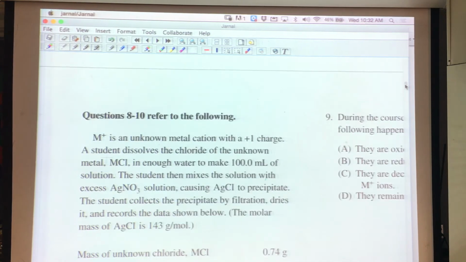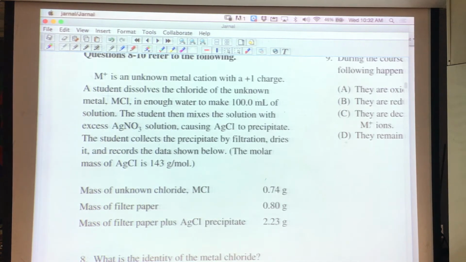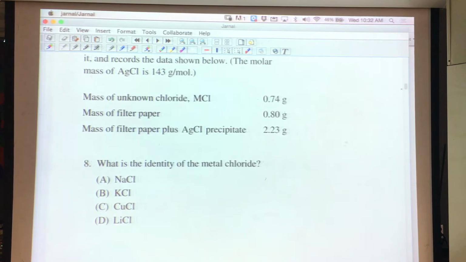So, oh my gosh, look at this question here. They want us to know the molar mass. They want to know what the mass of the unknown chemical is. This looks a lot like question 1 of the same test in the free response. Absolutely the same kind of question. No, they weren't after a percent by mass, but you do it the same way. They want the identity of the metal chloride.